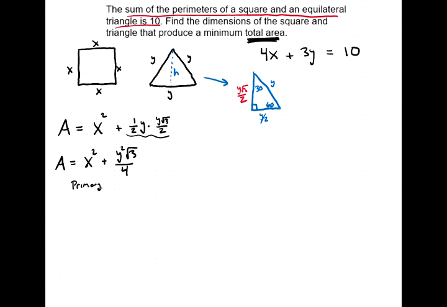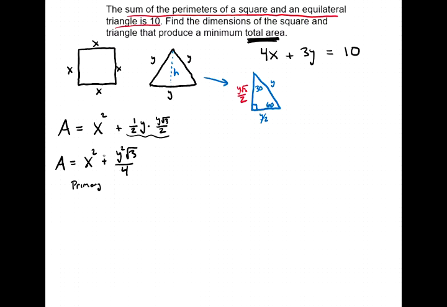Now, if we're trying to minimize something, and sort of minimize the area, we're going to have to take the derivative. But the problem is we have 3 variables here, A, x, and y. So we can't take the derivative yet. We have to get rid of one of those variables.